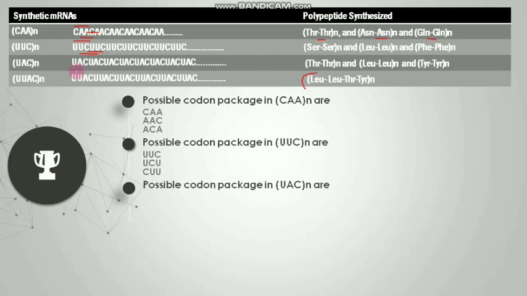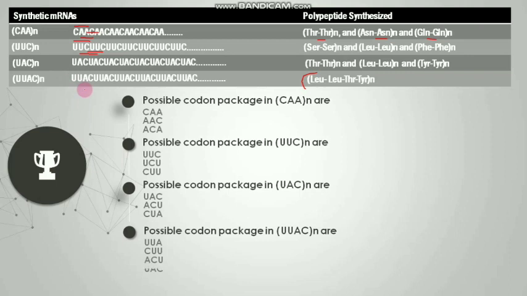And in case of the fourth one, the possible codon package will be different. You can see that it will be UUA, CUU, then ACU and UAC. It is not like the one we have described in the 3 previous cases. Instead, we will be moving like this only. So the first one will be UUA, and the second one will be CUU, and the third one will be ACU, and the fourth one will be UAC.